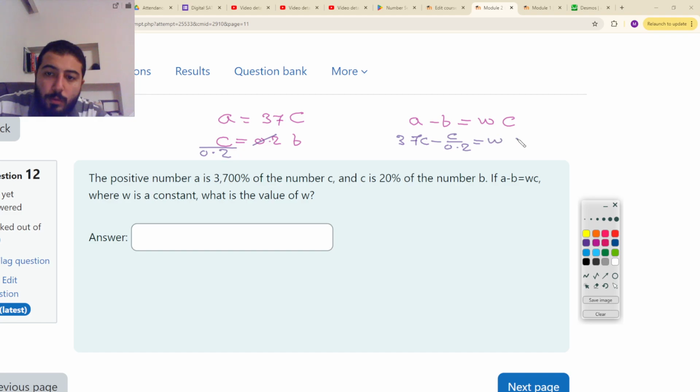Now we know that there is c on both sides. I can take c as a common factor, so it is c times 37 minus 1 over 0.2. 0.2 is 2 over 10, and the denominator comes up to be the numerator, so that is 10 over 2, which is 5. So 1 over 0.2 is also 5. That is equal to w times c. You can divide by c on both sides. So 37 minus 5 is 32 times c, equal to w times c. So w is equal to 32.